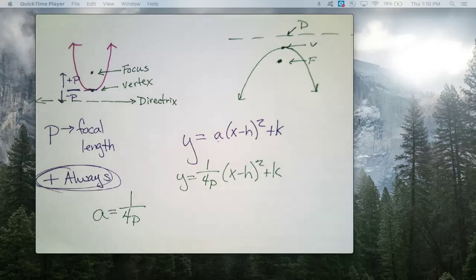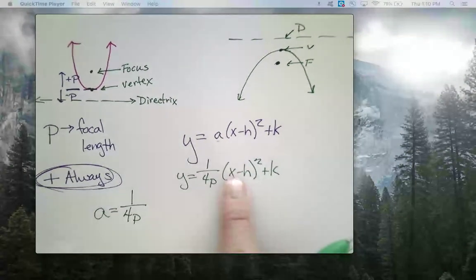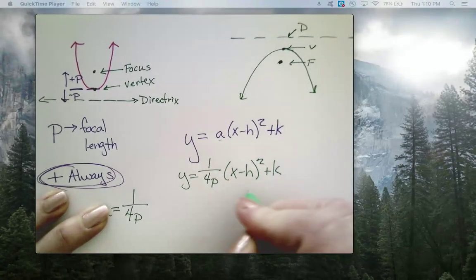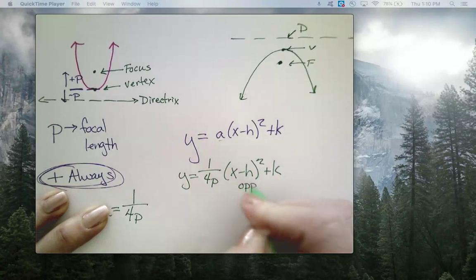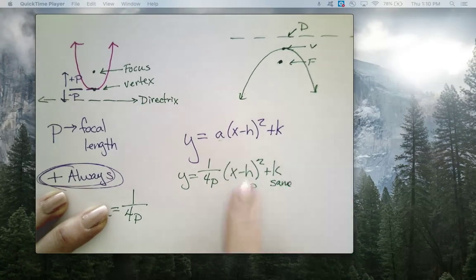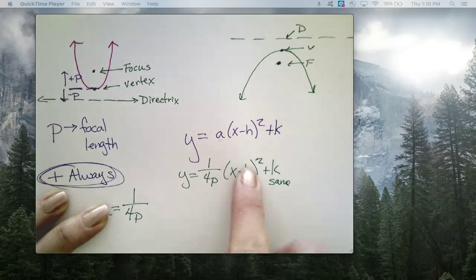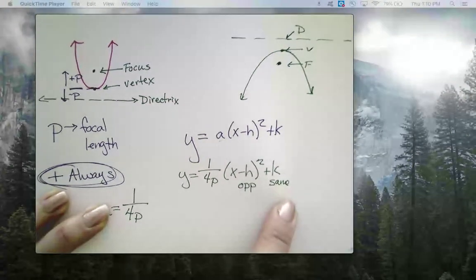Okay? All right, so with that being said, please remember when you're finding your vertex, your vertex is opposite, same. Your h is your x value, but you have to pull the opposite x value and then the same k value for your y.